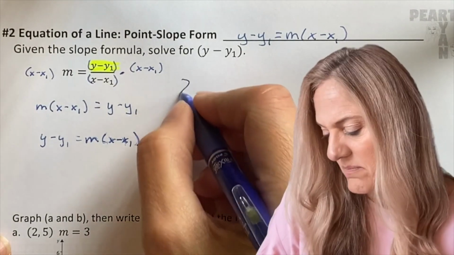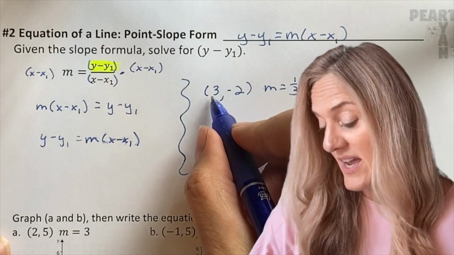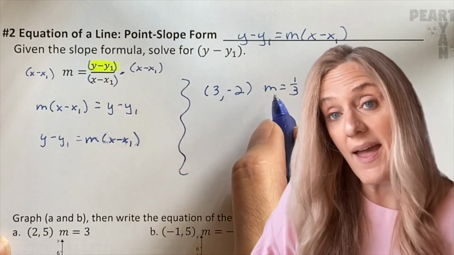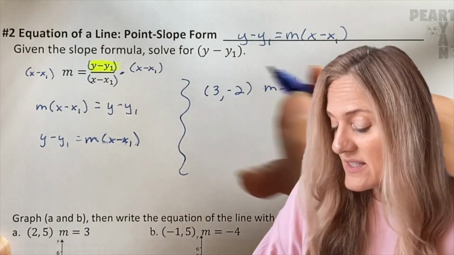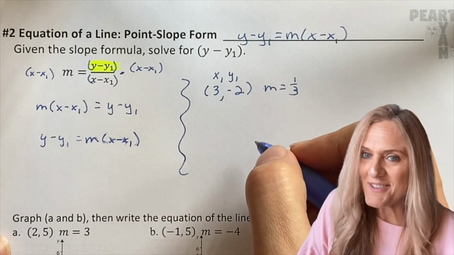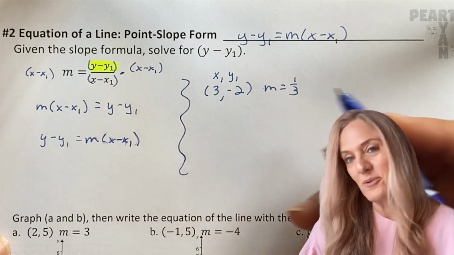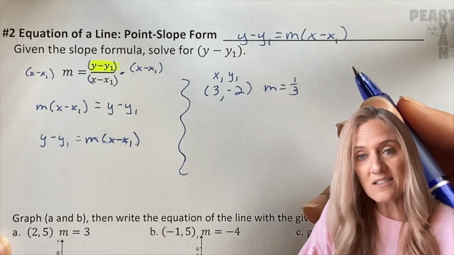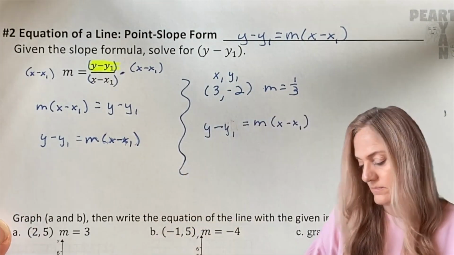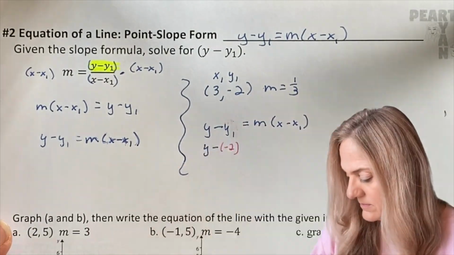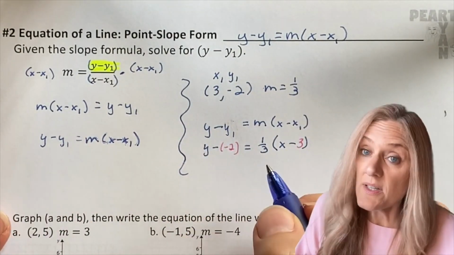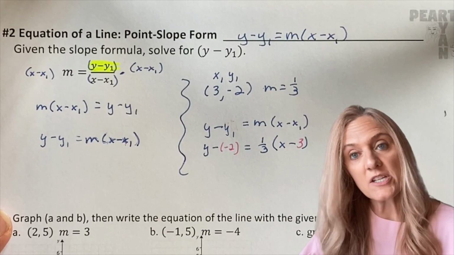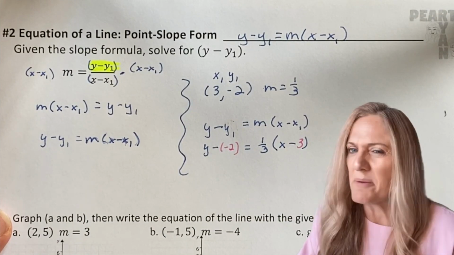Let's give one a try. For our practice problem, we're going to say we have the point 3, negative 2, and slope is 1/3. Let's label that. So our x sub 1 is 3, the y sub 1 is negative 2, and slope is 1/3. All I have to do now is substitute those values into the formula. So you can see I wrote down the formula, then I substituted the values, and now let's go ahead and clean it up just a teeny bit.